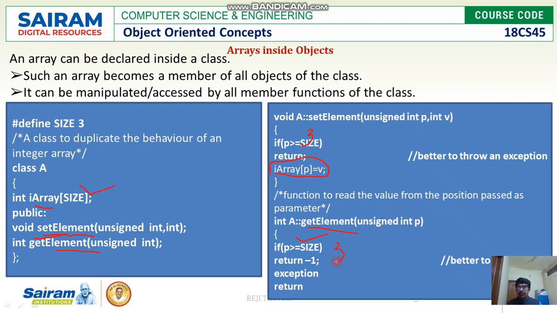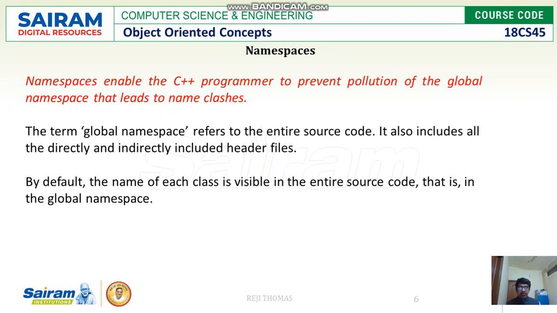So this is all about an array inside an object, which means we are going to have an array of some other variable type like integer, float, character, inside a class. So this is about how we can create or declare an array inside a class.